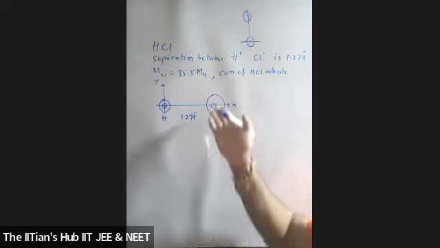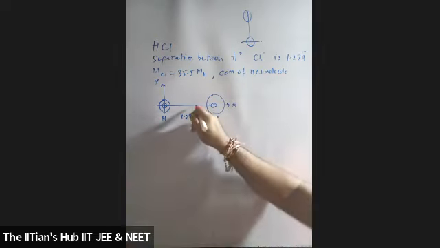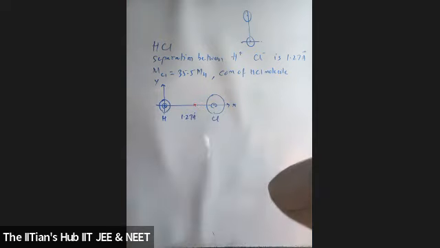So you will immediately say, sir, chlorine is heavier, right? If chlorine is heavier, then where exactly is the center of mass? So the center of mass will be closer to chlorine. I can consider in that case it is far away from hydrogen.